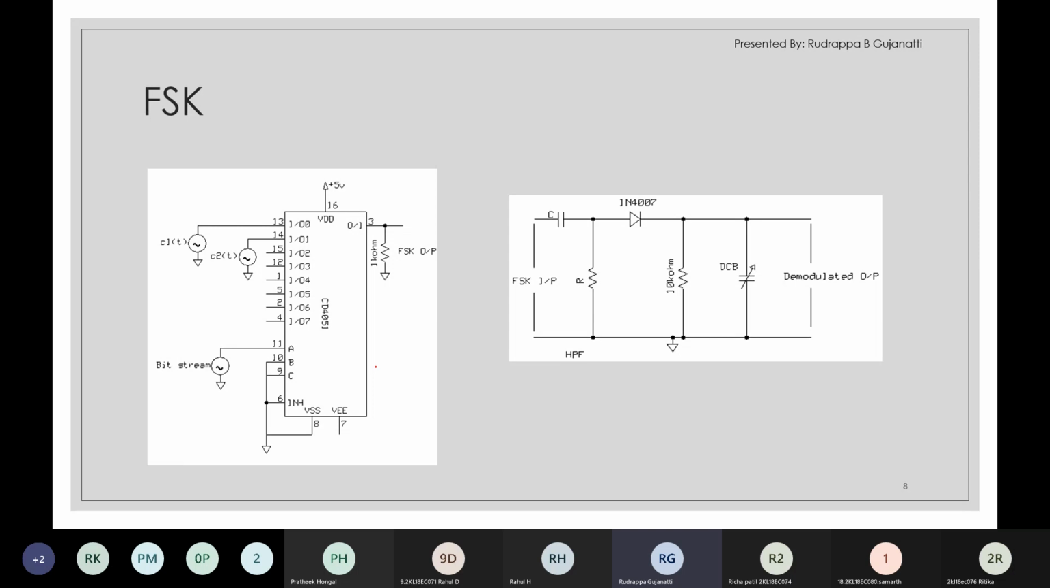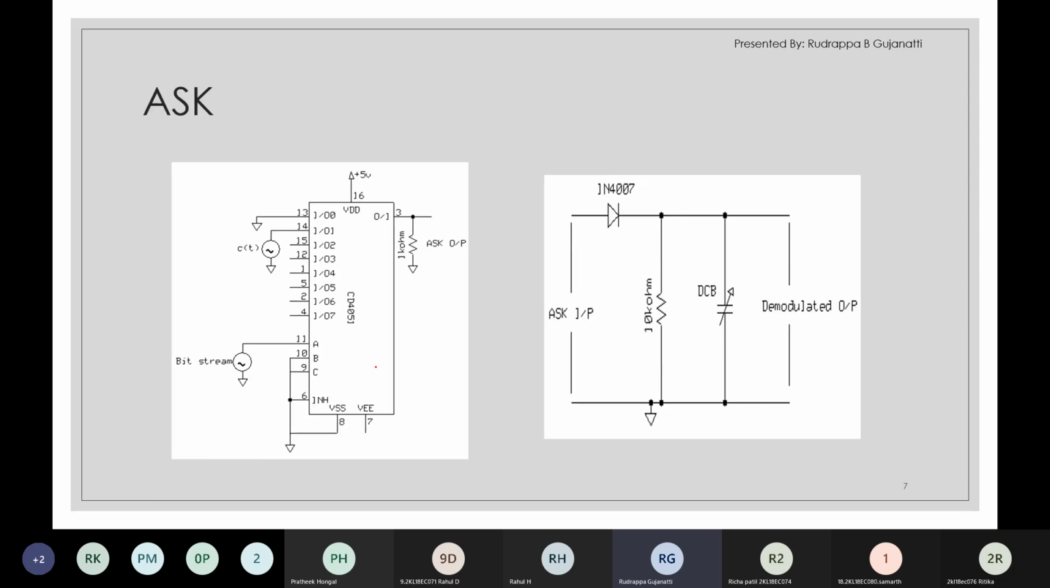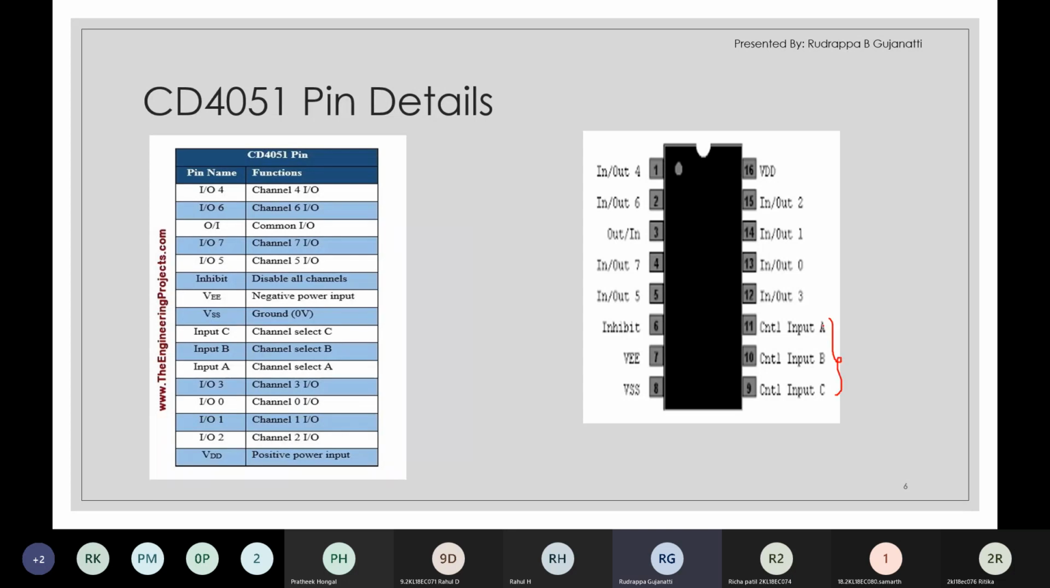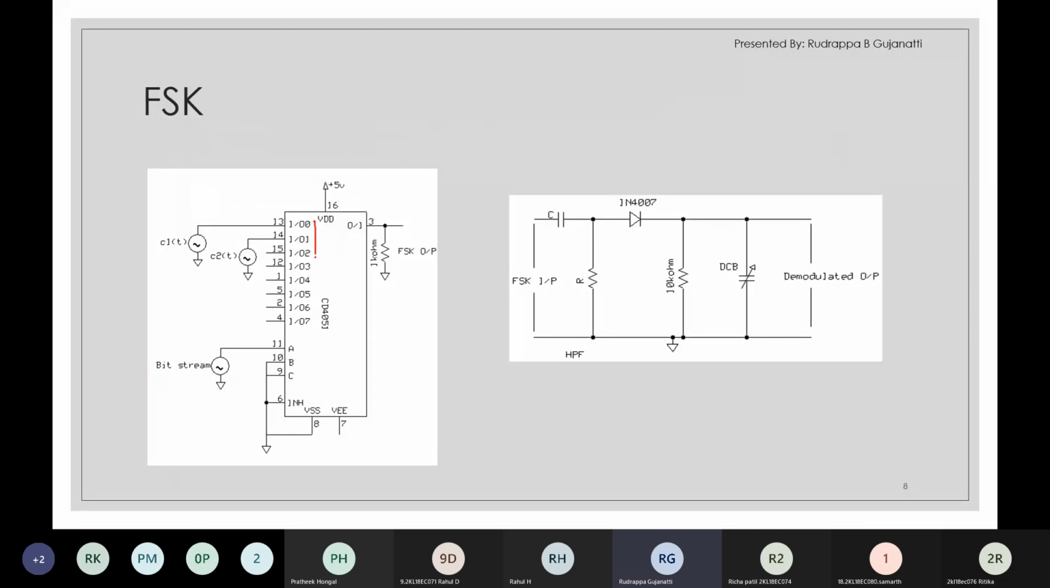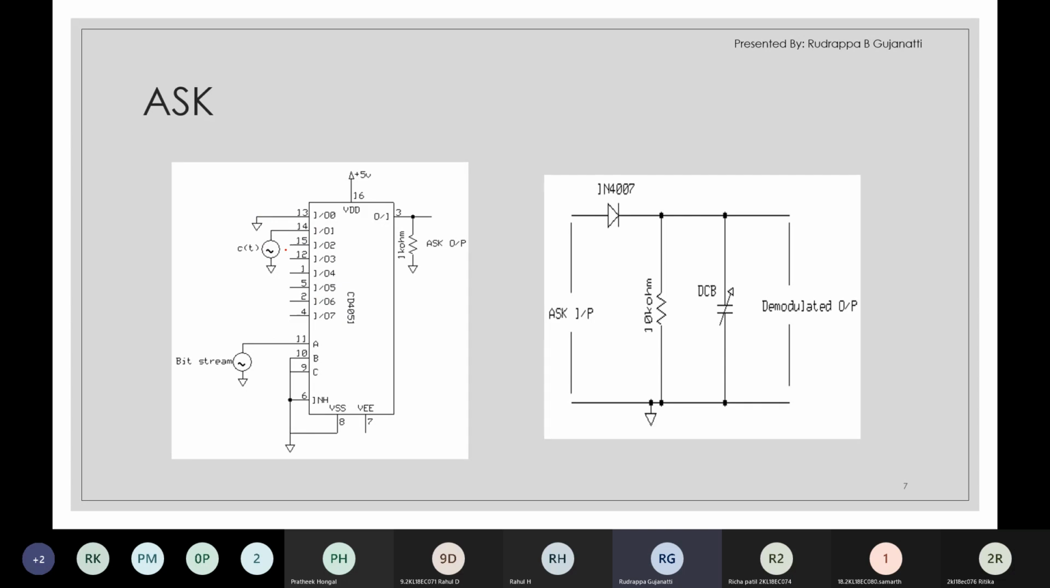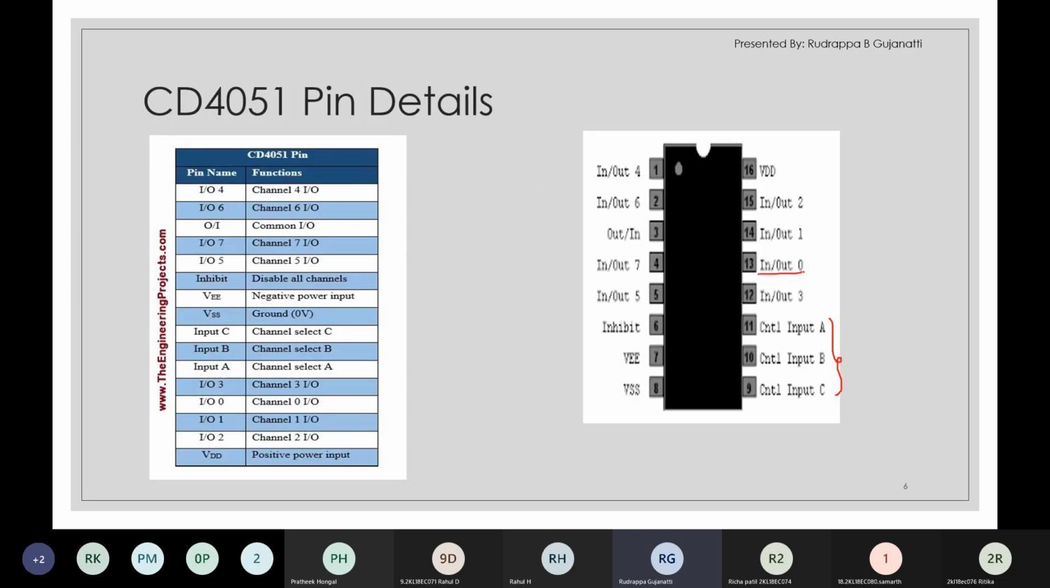So now here what we do is, based on the select lines, we choose either of the frequencies. So here we have all the select lines which are present over here. That is, pin number 13 is the I0. So this is I0, and this is actually equal to I1. So here we can see pin number 13 is related to I0. Pin number 14 is related to I1. Remaining are of no use for me at present.